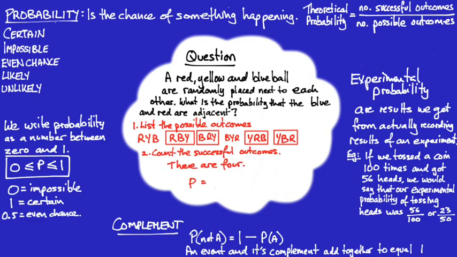So the probability equals the number of successful outcomes, which we decided was 4, over the total number of outcomes, which is there are 6 possible arrangements. So the answer to that is 4/6, or we can simplify that to 2/3. And that concludes our summary on probability.